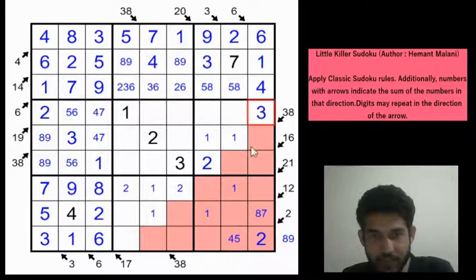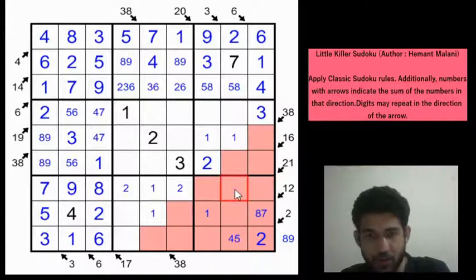And this 3 and this 3, using classic rules, give a 3 here or here. But if you have a 3 here, the 21 total will be violated. So 3 must go here. And now we are getting some digits, right? 3 forces the 1 here, and that forces the 1 into this cell.